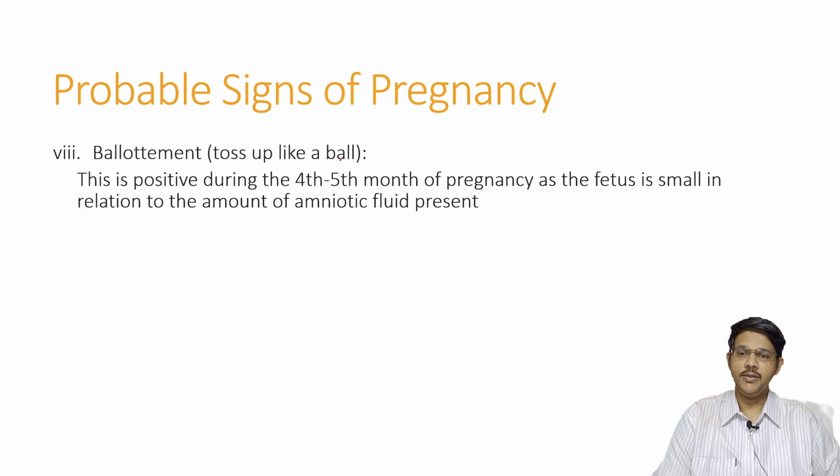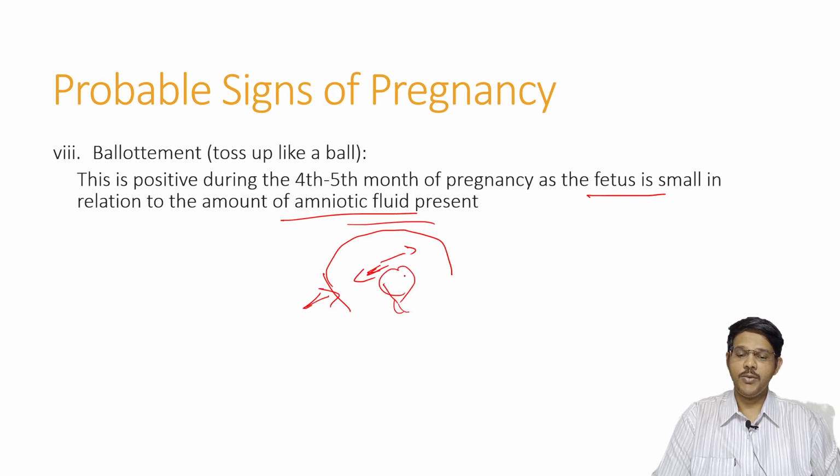Next is ballottement, that is the tossing like a ball. This is positive during the 4th to 5th month of pregnancy, as the fetus is small in relation to the amount of amniotic fluid. So in this case, the fetus can be easily tossed from side to side. That is ballottement. In external ballottement, if you tap from one side of the abdomen, the fetus inside the abdomen can be tossed from side to side. It can be felt from the other hand. If your hand is placed on this side and you press from this side, the fetus will move inside the abdomen, which is called external ballottement.